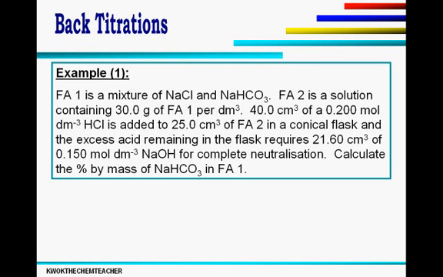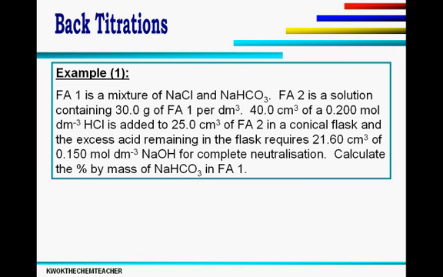40.0 cm³ of 0.2 mol per dm³ of hydrochloric acid is added to 25.0 cm³ of Fa2 in a conical flask, and the excess acid remaining in the flask required 21.60 cm³ of 0.150 mol per dm³ sodium hydroxide for complete neutralization. Calculate the percentage by mass of sodium hydrogen carbonate in Fa1.